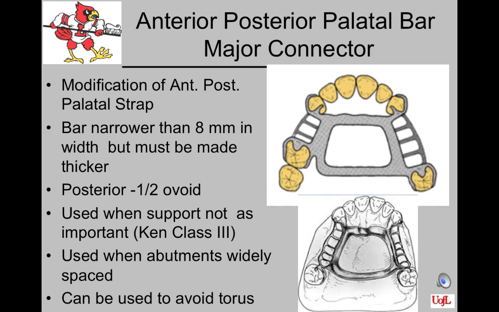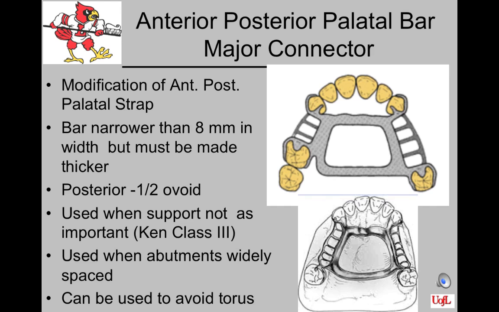The anterior-posterior palatal bar is a modification of the anterior-posterior palatal strap. The component that crosses the palate is a bar, so it's narrower than 8 millimeters in width, but it must be made thicker and bulkier. The posterior is a half ovoid in shape, similar to the palatal bar major connector. It's used when support is not really important, like in the Kennedy Class 3.